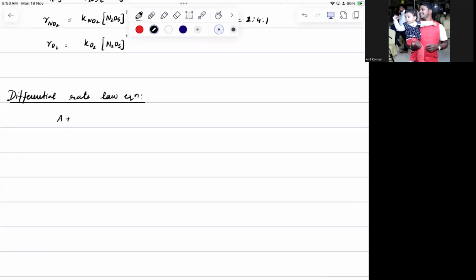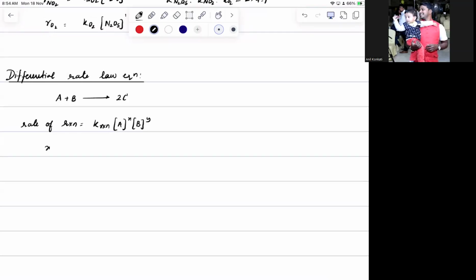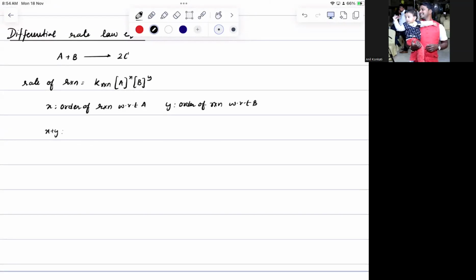See, if you have A plus B giving something like 2C, imagine these are all gases. Then the rate of reaction will be equal to K, the rate constant, times A raised to the power of some X and B raised to the power of some Y. Where X is called the order of reaction with respect to A. Y is called the order of reaction with respect to B, while X plus Y is termed as the overall order of reaction.